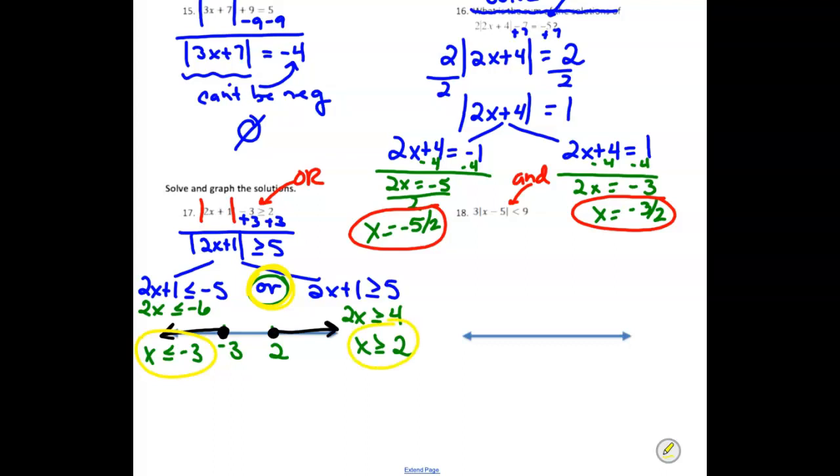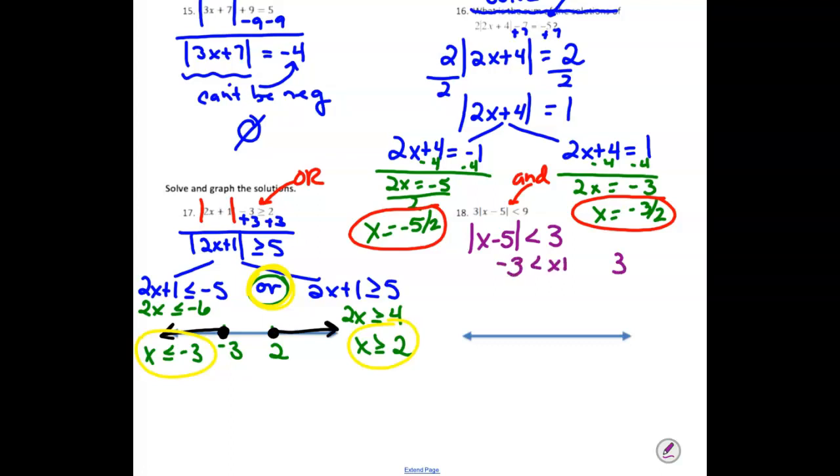All right, question 18. Notice that there is a guard, that 3 that's in front, so we need to get rid of that first. If I divide it out, the 9 turns into a 3. Now we're looking at a less than. Okay, so this is an "and" situation. We want to be closer to 0 than 3 spaces. That means I can be anywhere in between a -3 and a +3.